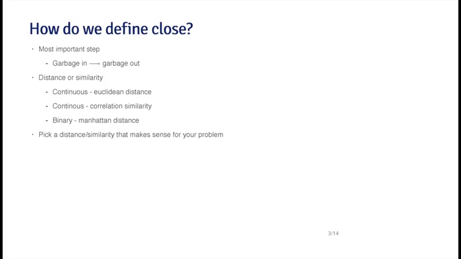A couple of traditional distance metrics in statistics: one is a notion of continuous distance, like Euclidean distance, which is the straight line between two points. Another continuous measure is a correlation similarity between, let's say, two variables, so you can see how correlated or how similar they are. Highly correlated points would be very similar. Another distance is called the Manhattan distance, which we'll talk about a little more later on. So you need to pick a distance or similarity metric that makes sense for your problem.